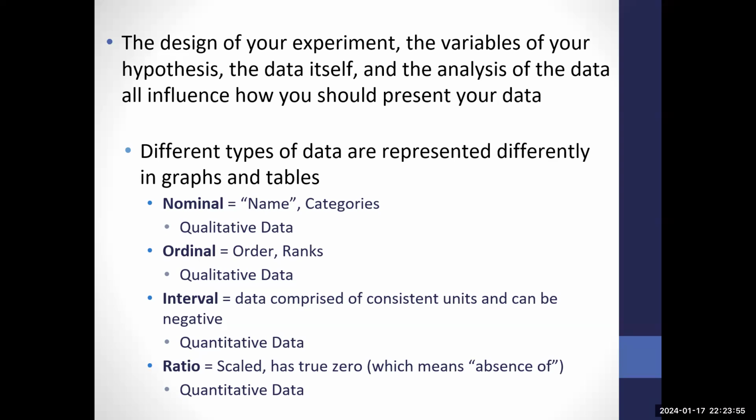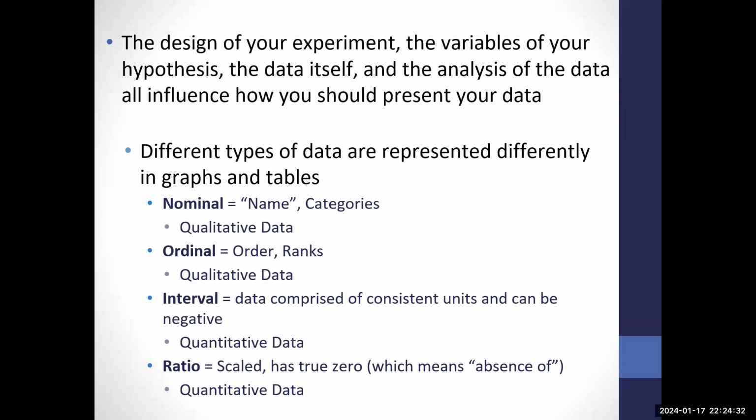The first is called nominal. Nominal usually refers to a name or a category that some sort of data set belongs to. So for example, Democratic versus Republican, those are categories or names. Those would be qualitative data points. Colors, red, green, blue, purple, those are categories. Different types of animals, mammals versus reptiles versus birds. Those would be nominal data.